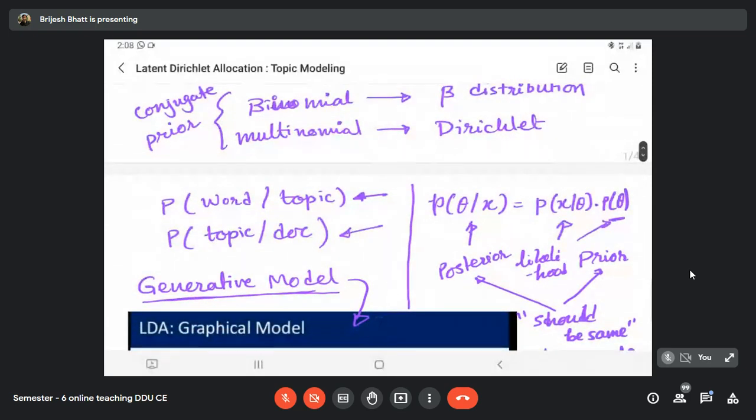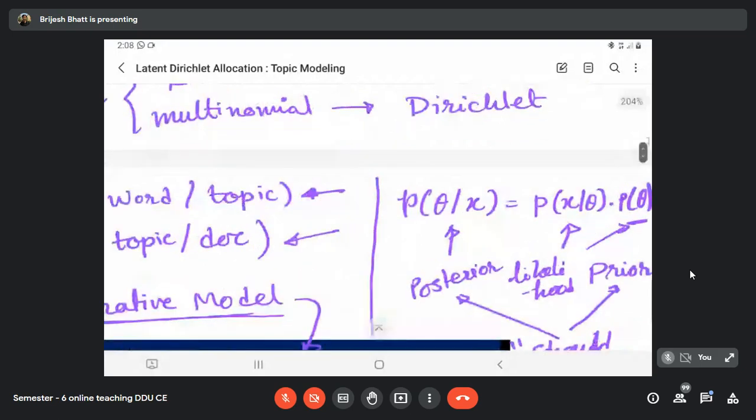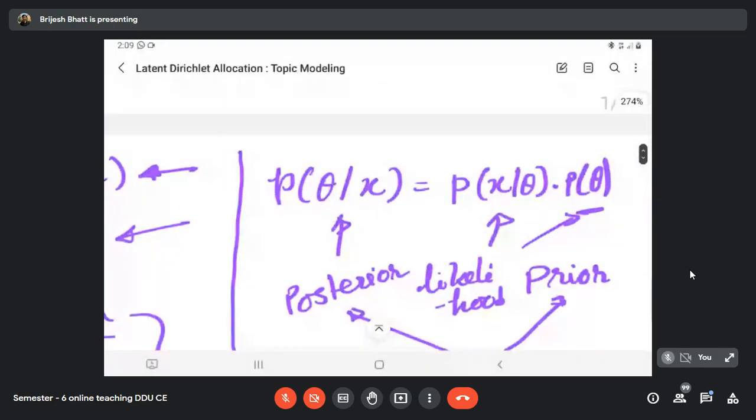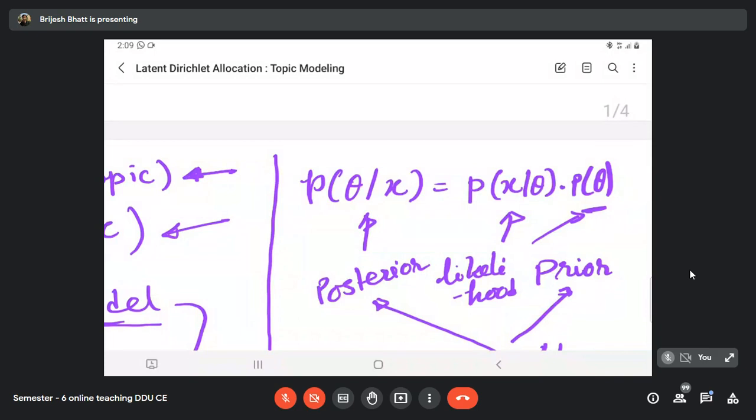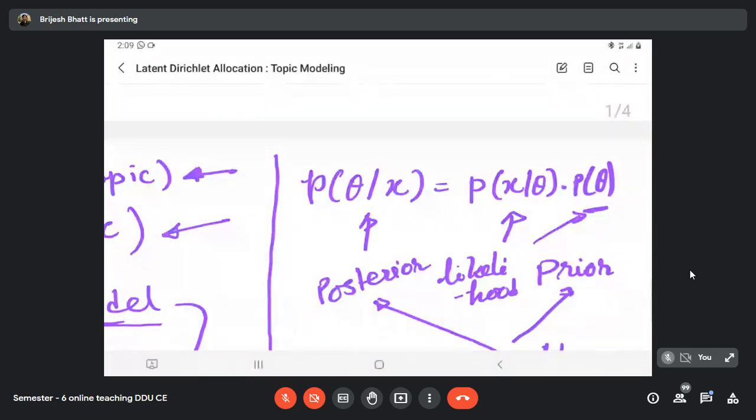There is a generative way of looking at this. What we want to model is probability of theta given x is equal to probability of x given theta and probability of theta. The setup, which we already know by now, where probability of theta given x is called posterior, where we are predicting the class labels or predicting the underlying distribution. X given theta is called likelihood, and whatever you know about theta in advance is called prior.